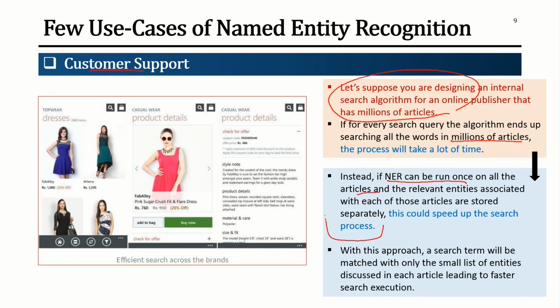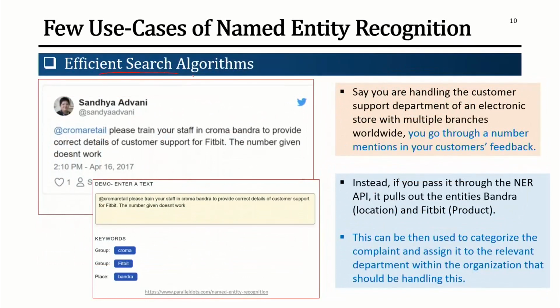So what does it mean here? We run the NER system once. It extracts those named entities into storage, stored separately. Next, when we want to search something, we can just check that keyword against the separate storage of named entities. This will enhance the searching process. With this approach, a search term will be matched with only the small list of entities discussed in each article, leading to faster search execution. So it is really helpful when we want to search for specific terms in thousands or millions of articles. It is an efficient search algorithm.